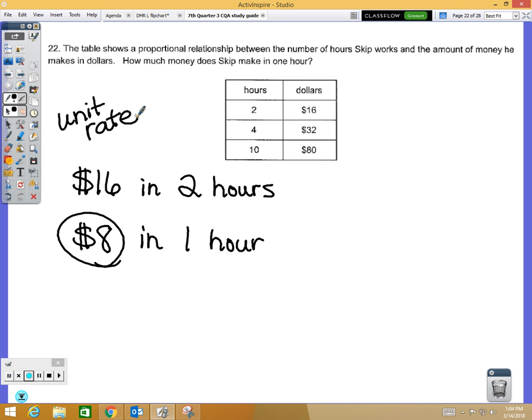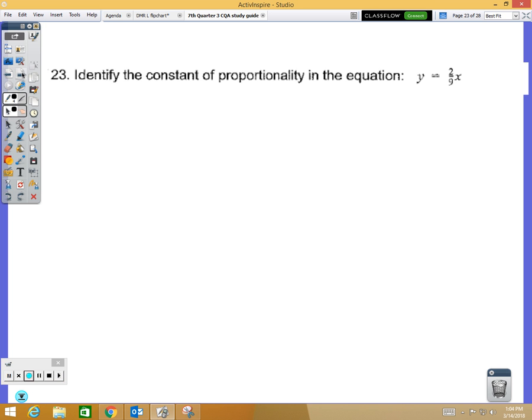Okay? So again, that's just finding the unit rate. So I don't think that one's that bad at all, right? Any questions about it? 23, identify the constant of proportionality in the equation. That's just another way of saying slope.